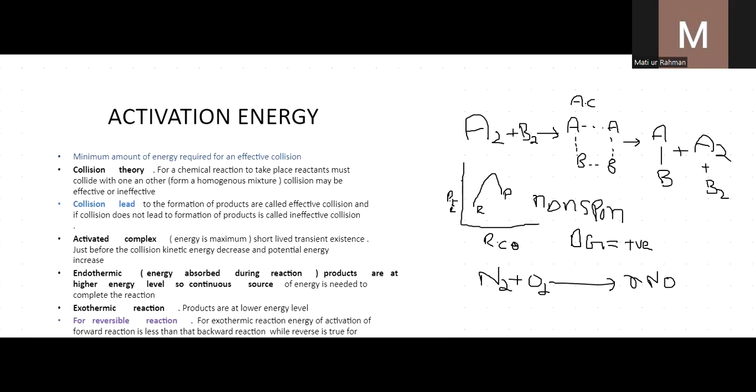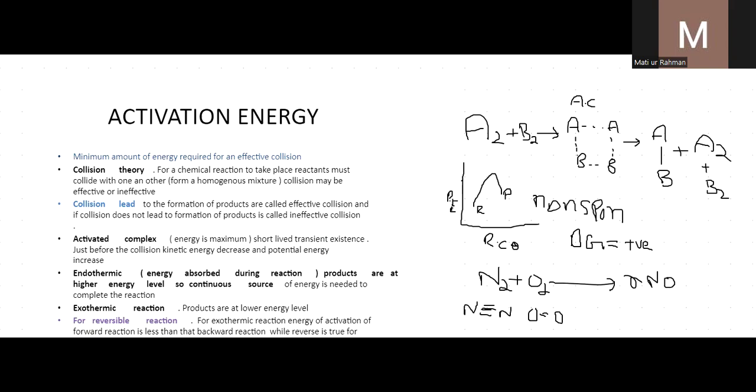We can also say that there is a triple bond present in the nitrogen molecule and a double bond present in the oxygen molecule. In order for nitrogen and oxygen to react, we must first break the triple bond in the nitrogen molecule, which is a strong bond, and the double bond in the oxygen molecule. Then nitrogen reacts with oxygen to form NO. So it requires energy to break these bonds, and that's why this is a non-spontaneous reaction.